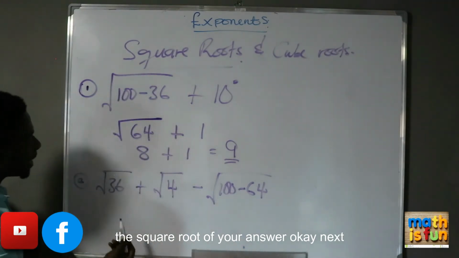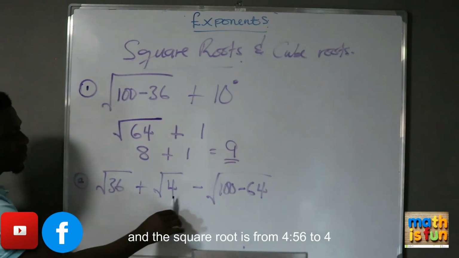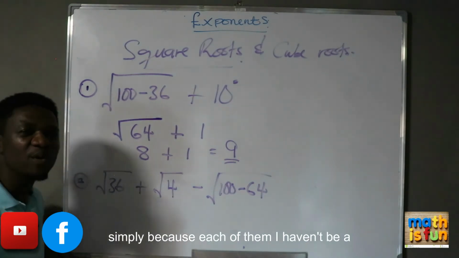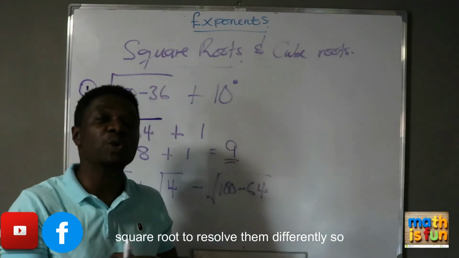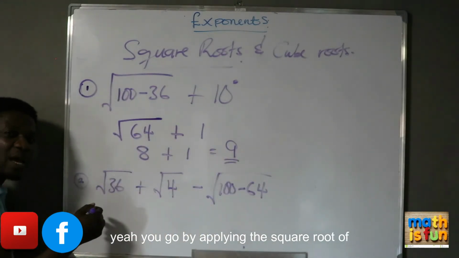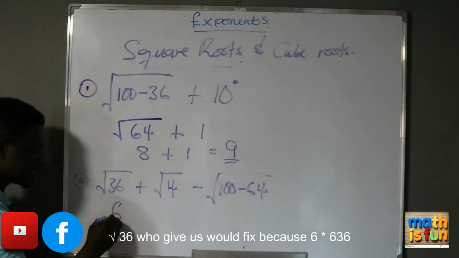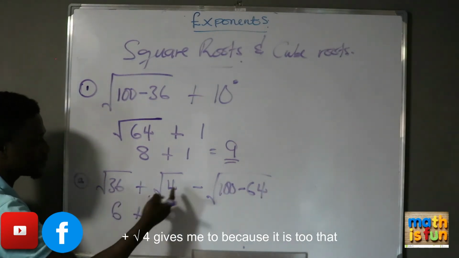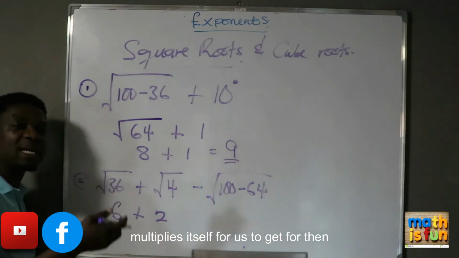Then the next one, we see that the square root is on 36 and the square root is on 4. Here we cannot add 36 to 4 simply because each of them has its own square root. So we solve them separately. So here we will go by applying the square root first. The square root of 36 will give us what? 6, because 6 times 6 will get us 36. Plus the square root of 4 gives me 2, because it is 2 that multiplies itself for us to get 4.